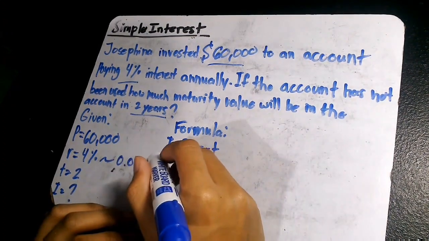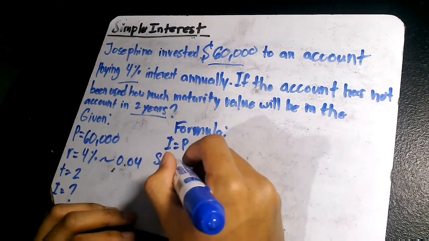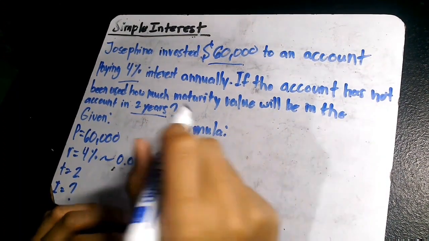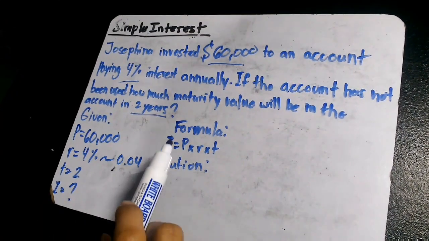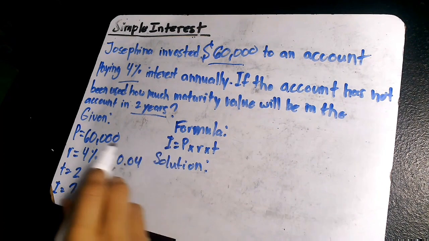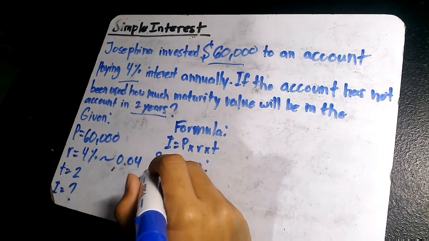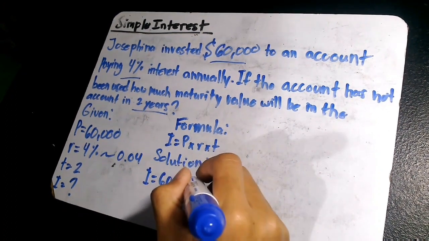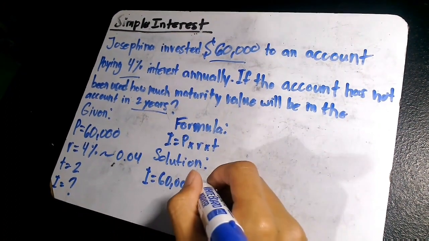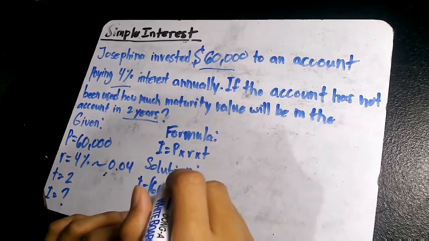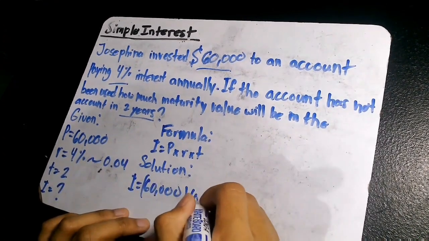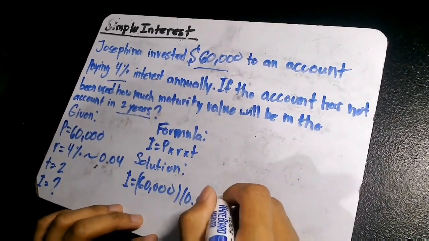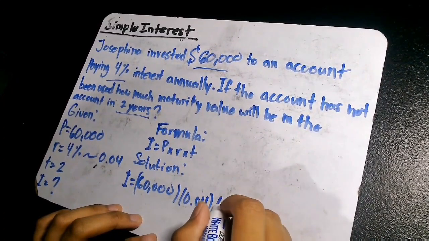Now, to solve this, just transfer the given information we have gathered into the formula. P is 60,000 times R, which is 0.04, times time, which is 2.